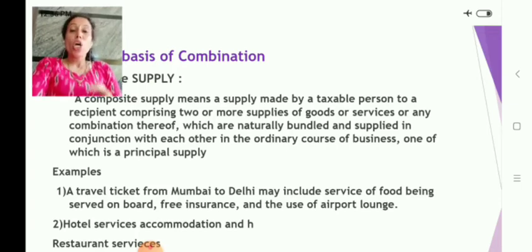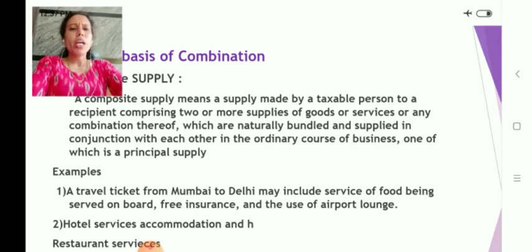That's why it is considered as what? Composite supply. Or in other words, to understand a supply as a composite supply, we have to look at some points. The first one is that the goods or services should be naturally bundled. Naturally bundled means they should be attached commonly. There should not be some different products, right? And the second one is that there should be one principal supply. Main commodity or service should be there. The third one is that it should be sold or supplied for a single price.